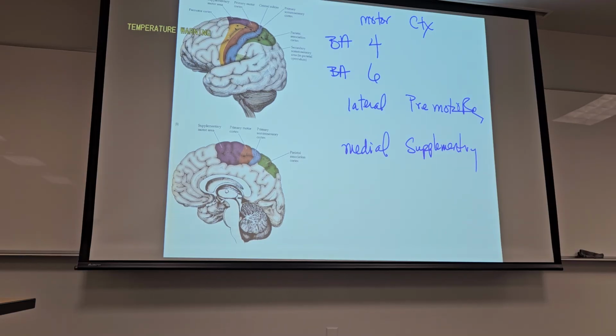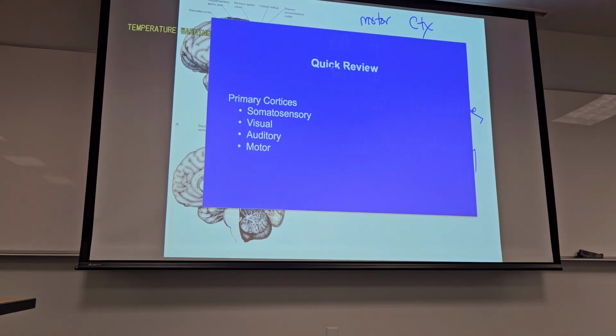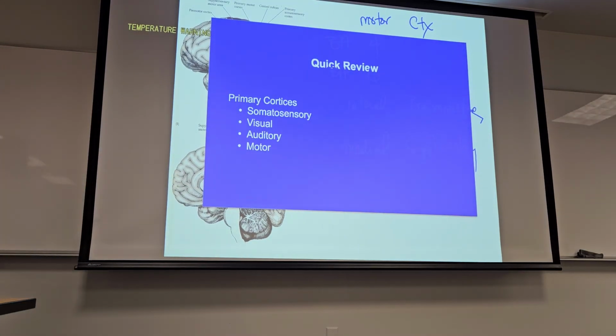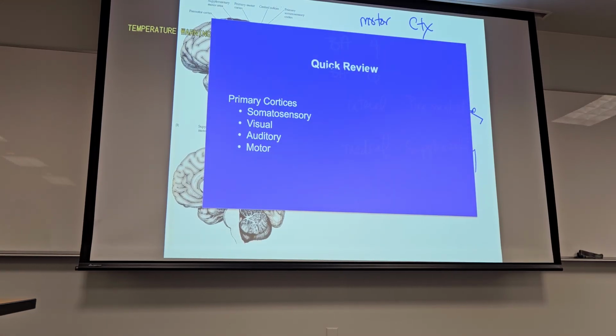Okay, I'm a little over, so we'll pick this up. Oh, here's my good point to end. Our primary cortices we've covered are sensory, visual, auditory, and motor. We'll pick up the rest of this lecture next Friday. This material, everything that we've covered so far, is fair game for Wednesday's oral quiz.